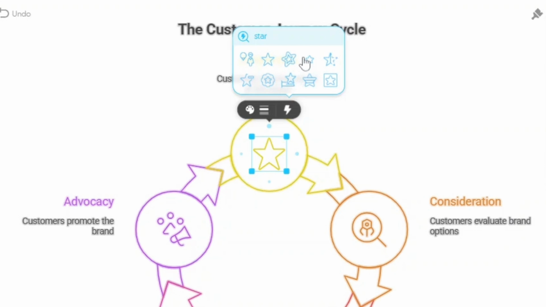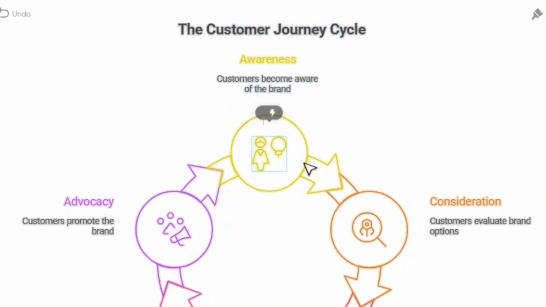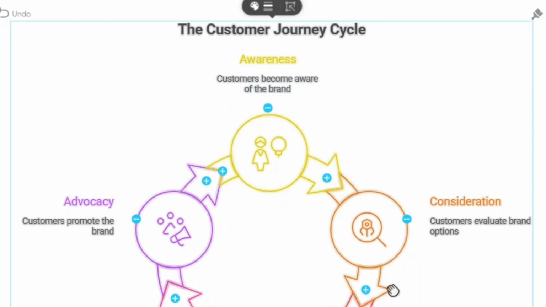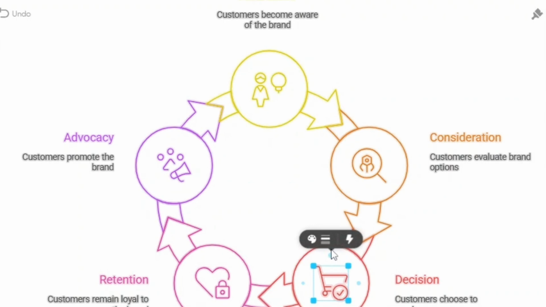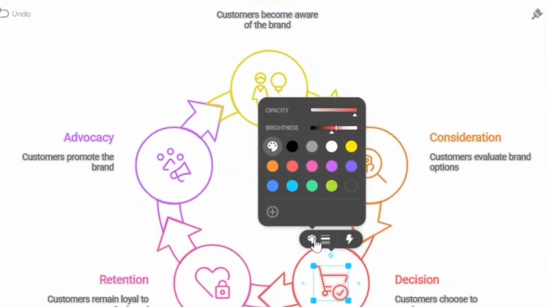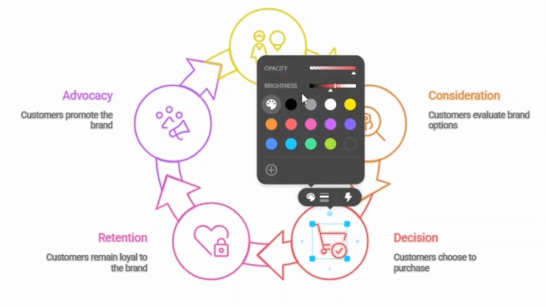Next, colors. To change any color inside your visual, just click on any element: a text box, an icon, a shape, and a color menu pops up right there. You can change the text color and the background color, pick from the palette, or if you have a specific brand color, you can type in the exact hex code.